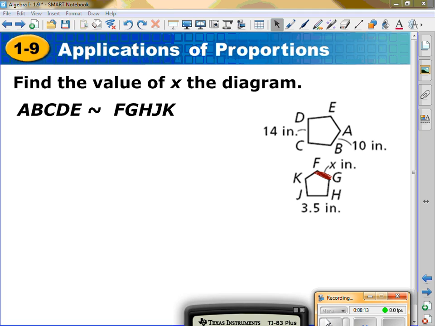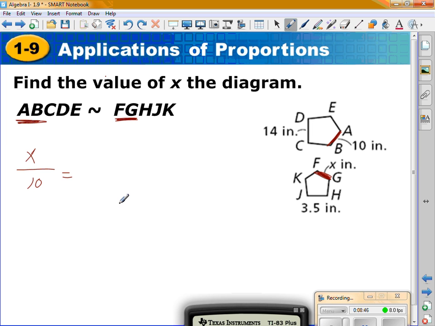Your eyes can be very deceiving, because the way you look at it, I already know what pops in your head. You want to say it matches up with this side. It's not that side. The most important thing is to look here. This is FG, right? What matches with FG? AB, which is right here. So I can go x over 10.